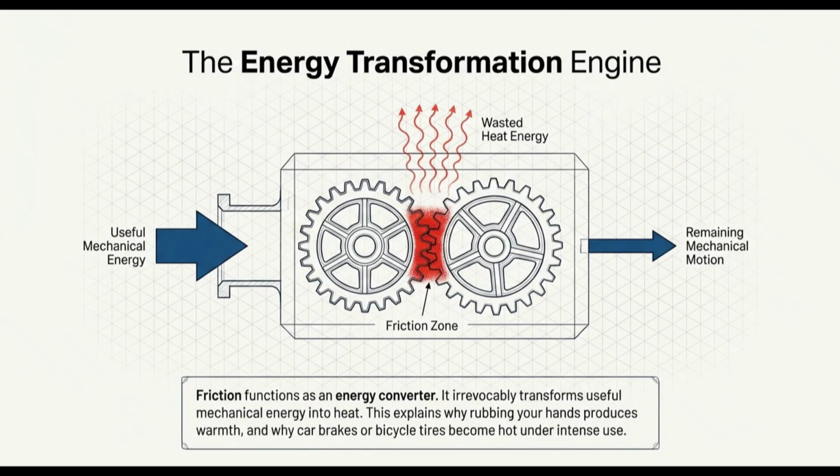When machine parts move against each other, friction converts useful mechanical energy into heat. This energy transformation reduces efficiency and causes wear. So engineers minimize those losses using lubrication, bearings, smoother surfaces, and improved materials. Reducing friction not only saves energy but also increases the lifespan and reliability of machines.